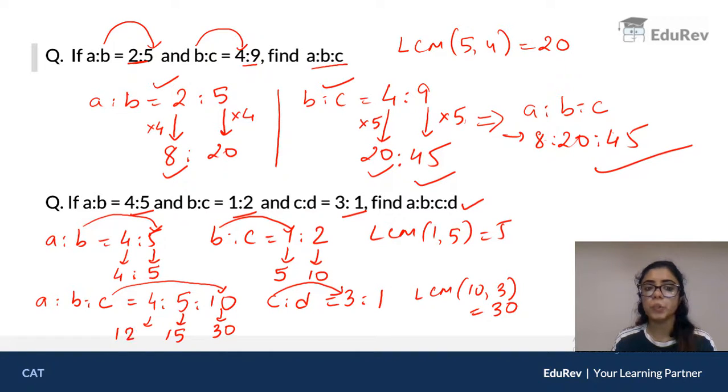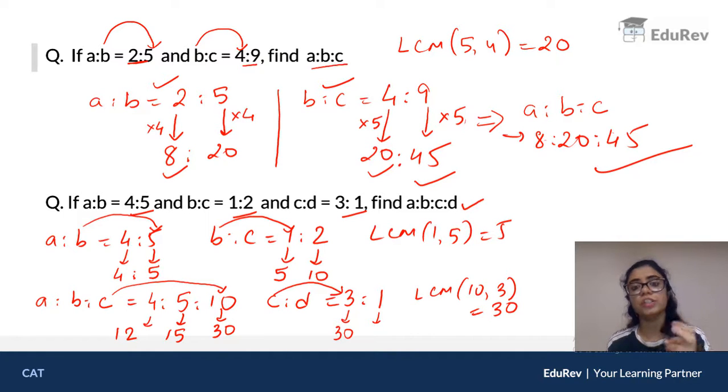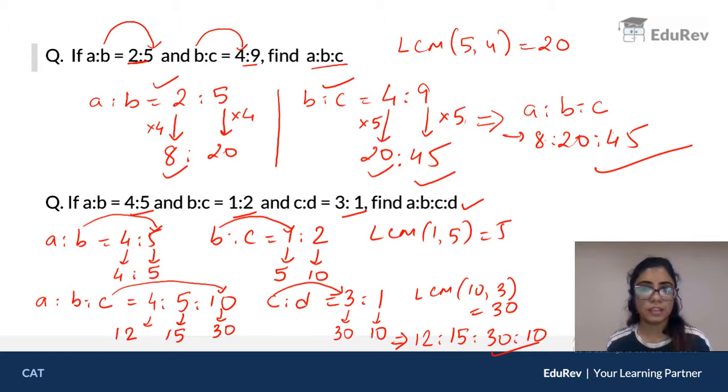This will become 12. Similarly, if this becomes 30, you're multiplying it by 10. So this should also become 30. This should also get multiplied by 10. So this will become 10. So your final answer, which is A is to B is to C is to D, will be 12 is to 15 is to 30 is to 10. Okay? So this becomes your answer.